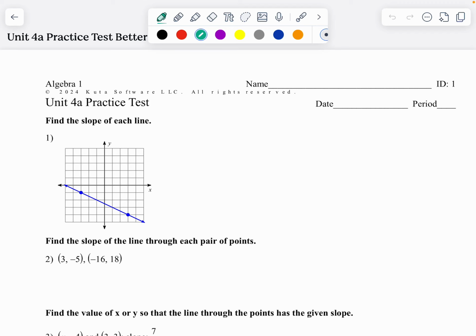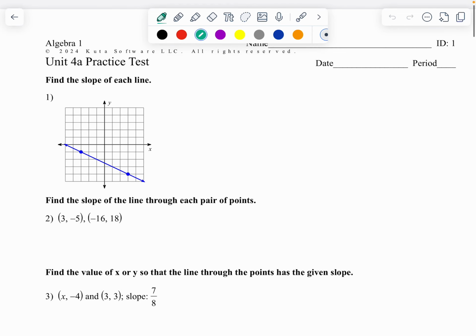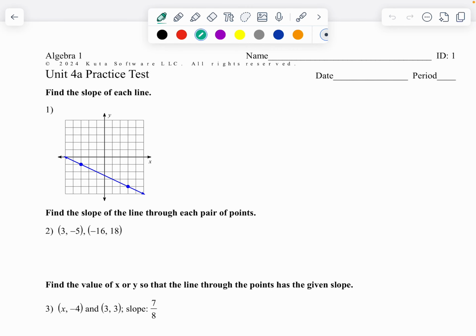Now, it's a really good thing to listen to because your test on Friday looks very, very similar to this, okay? So the first thing that you're going to have to be able to find is the slope of a line if you're given a graph, okay? So what you want to think of here is rise over run.